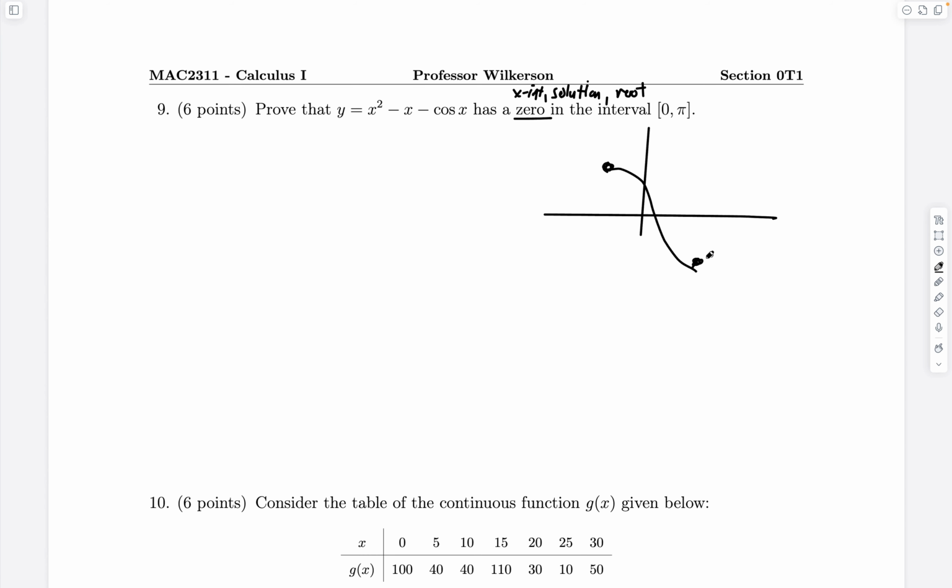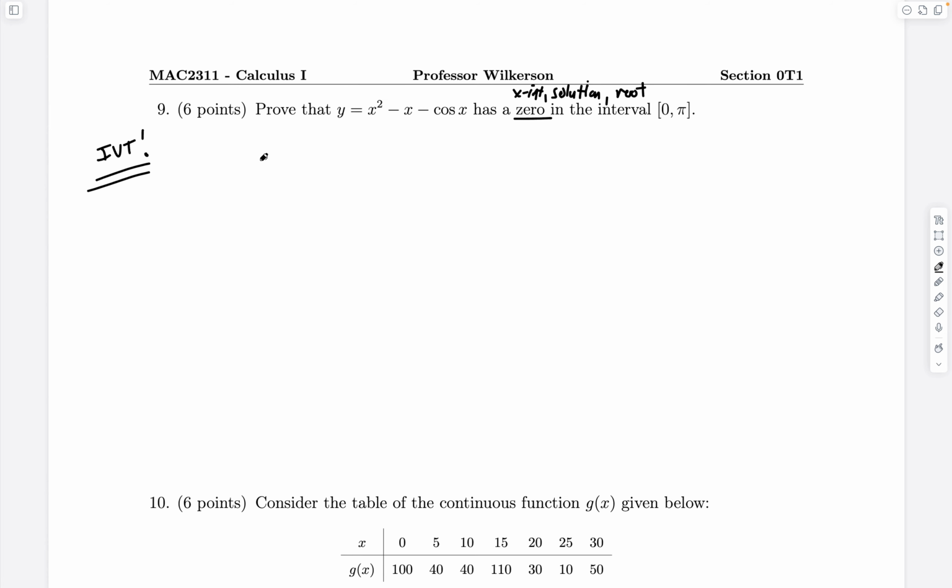This is the fundamental logic of the intermediate value theorem, right? So this problem is asking me to use the IVT. So let's try and use the IVT. Note that the IVT requires us to have a continuous function. This is one of the conditions to be able to apply the IVT. If your function is not continuous, you are not allowed to use this theorem.